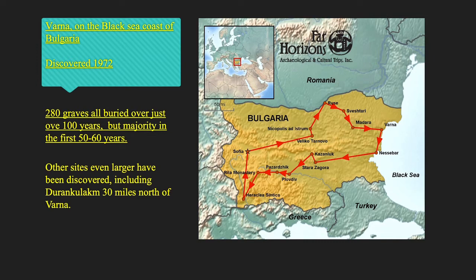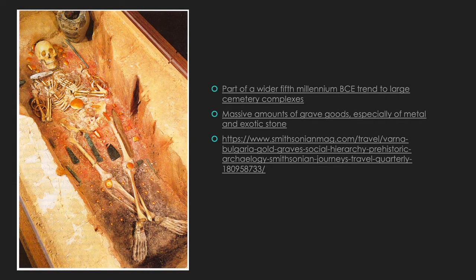So this isn't a cemetery that was used for millennia. There's a very, very intense period with a huge amount of gold work and metal work. What is also interesting is that it's not the largest site of its kind. Other sites along the same Black Sea coast include hundreds of burials as well. This is one of the classic examples. This is burial 14 from Varna.